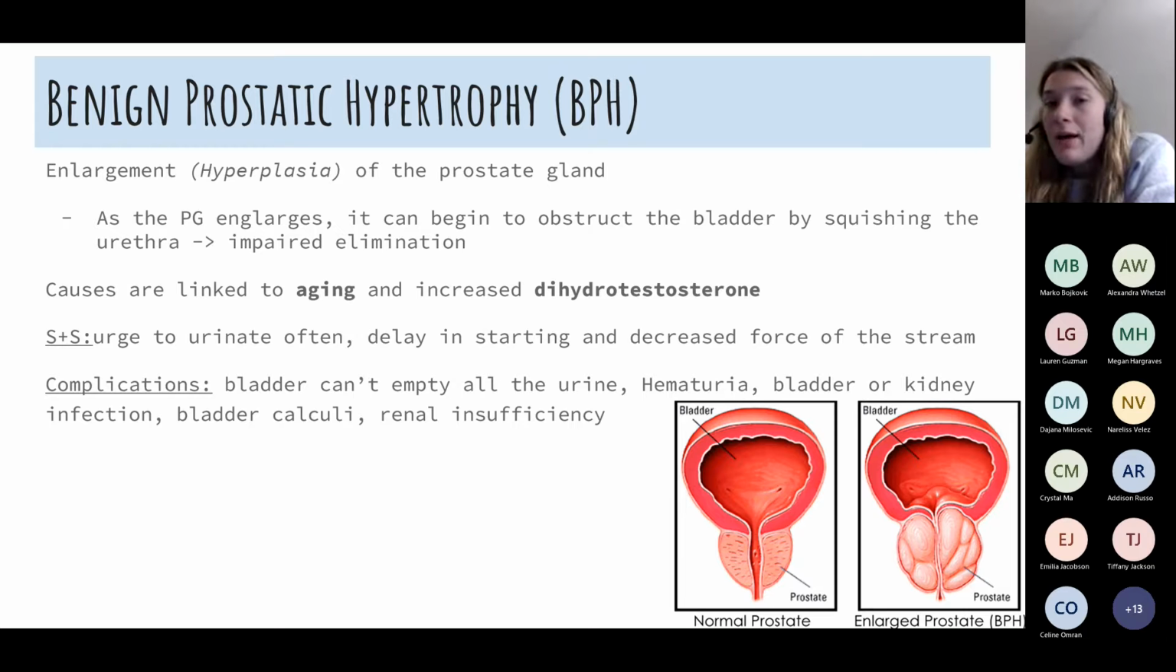If it goes past the bladder and up into the ureters, then it can progress all the way up to the kidneys, and that's not good. Just keep that in mind. This is not cancerous, but we do want to keep an eye out for some of our complications.